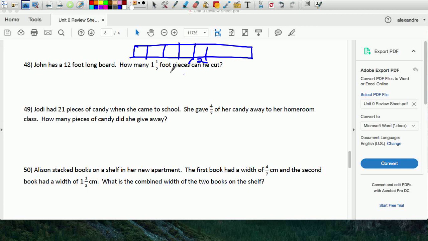So it's a division problem, yeah? This is what I have, and I want to break it up into pieces of this size. 12 over 1, let's change that to a fraction, divided by, and again, I'm going to change this mixed number to an improper fraction. 2 times 1 is 2, plus 1 is 3, it's 3 over 2. Now I'm going to change that to multiplication.